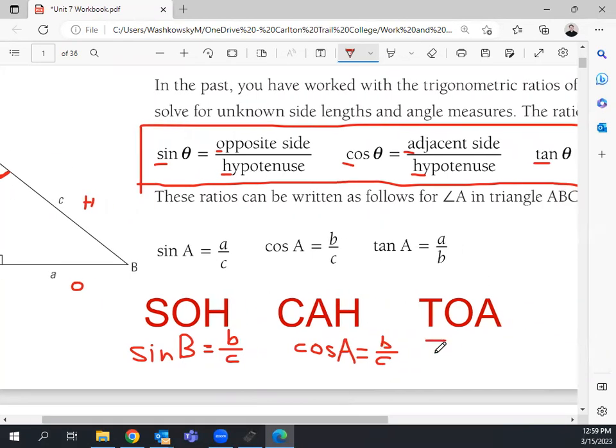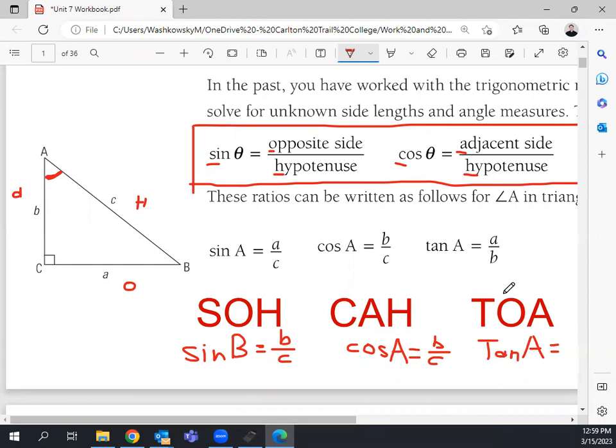So it'd be B. If I wanted to try and find tangent of, let's say A, in this case, I know that's going to be my opposite divided by my adjacent.